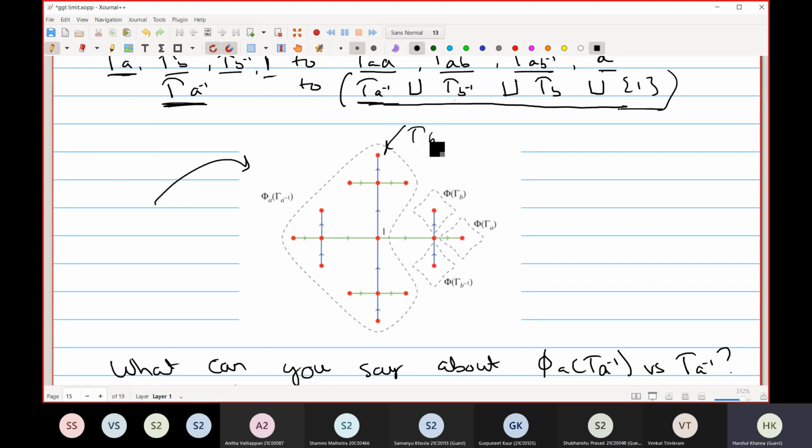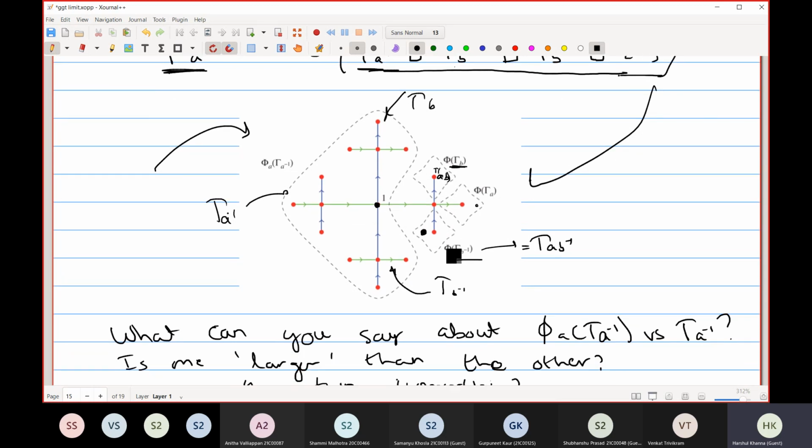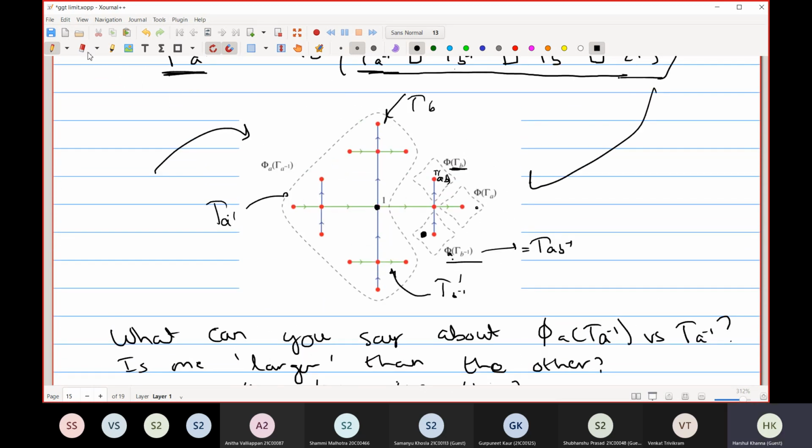This was initially TB. So TA inverse, and this was TB inverse, and we had to include the region 1 here, right? And we saw that TA goes to, so this is phi TB, right? So this is AB. So this is the region TAB. So similarly, phi A of TB inverse should be equal to TAB inverse. So this region was the one corresponding to AB inverse. This corresponds to the region A. Now, let me erase the annotation.